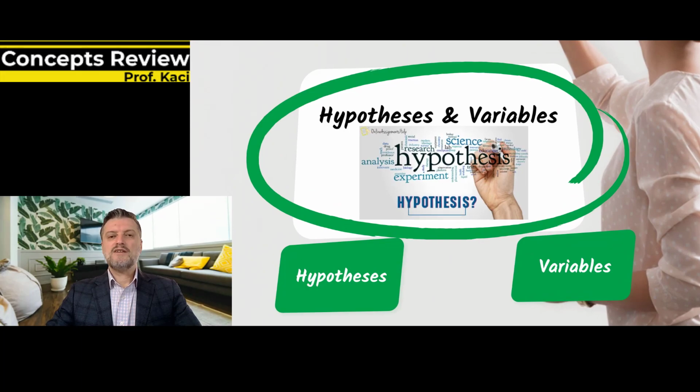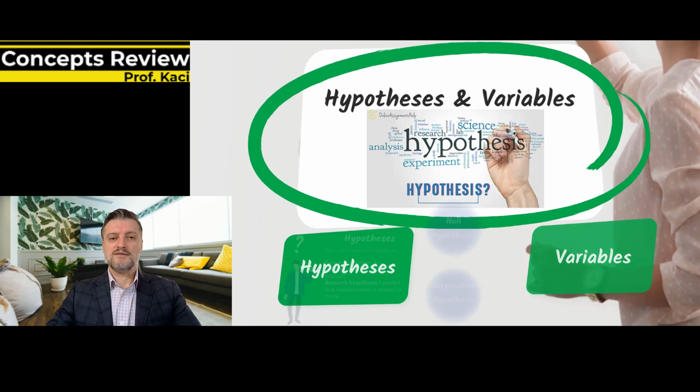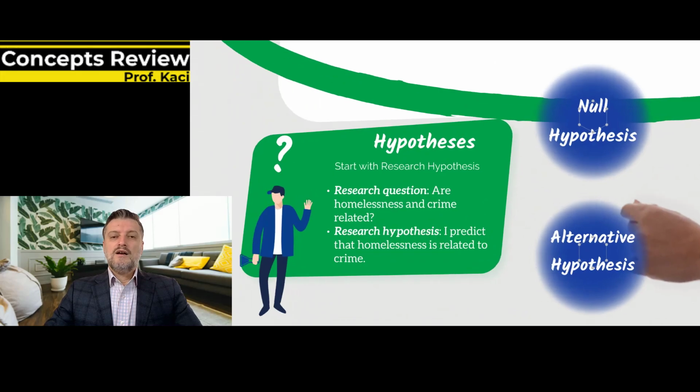Finally, let's cover other concepts, such as hypotheses and variables, which are extremely important in statistical analysis. Hypotheses are specific statements about the relationship between two or more variables and are derived from more general theories. They demonstrate an educated guess about the relationship or differences between variables in scientific research. There are three types of hypotheses: research hypotheses, null hypothesis, and alternative hypotheses.